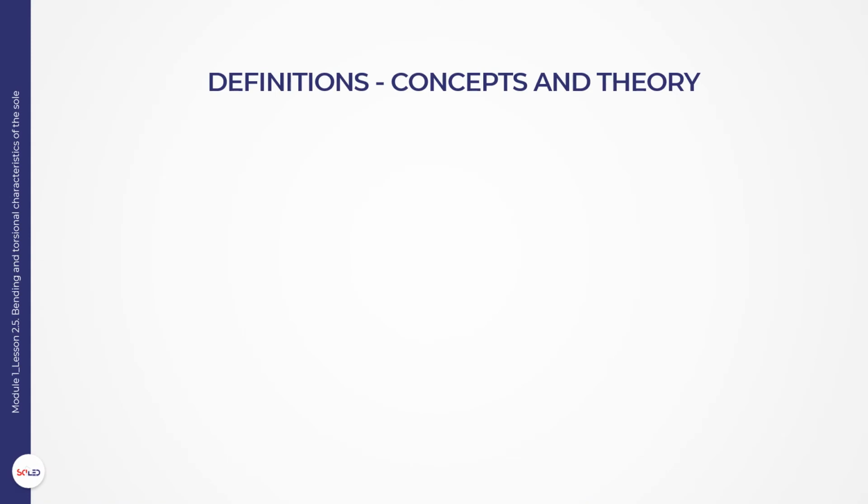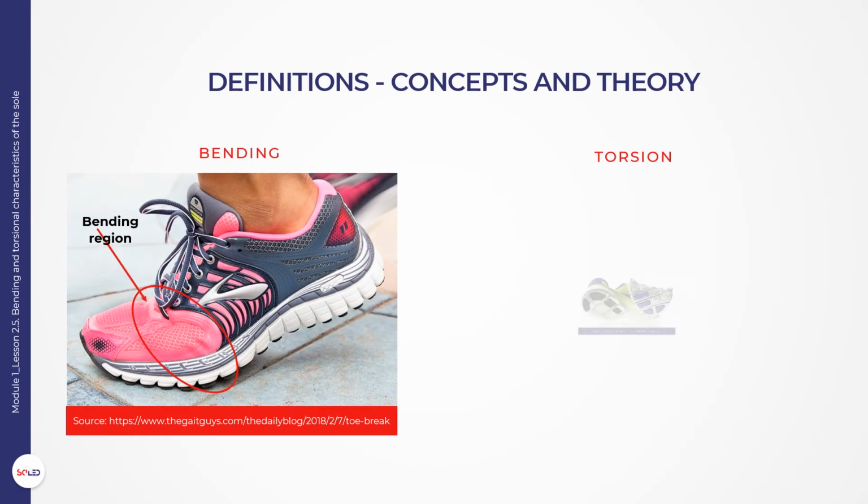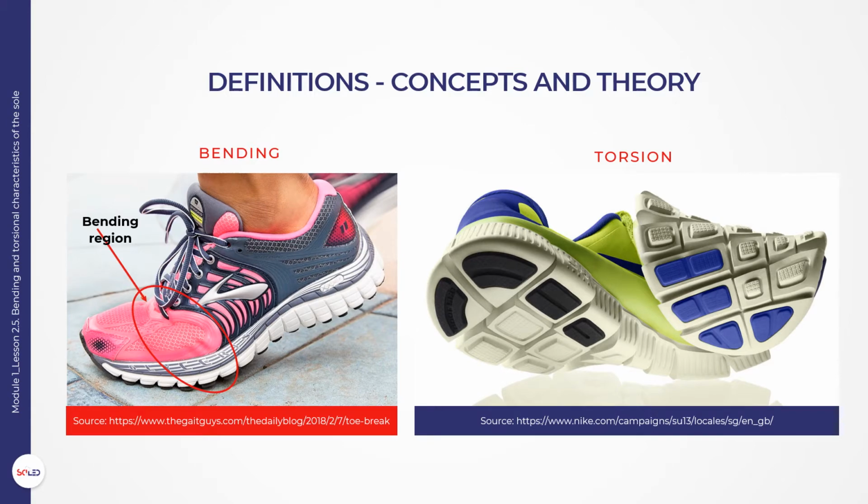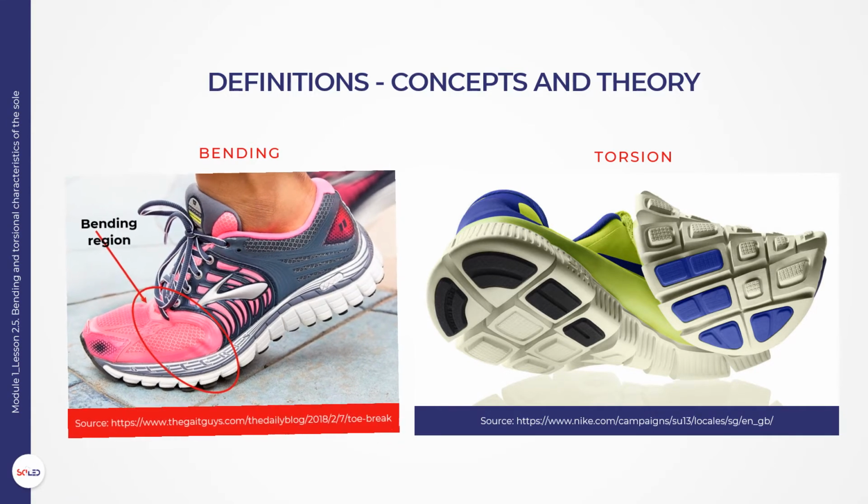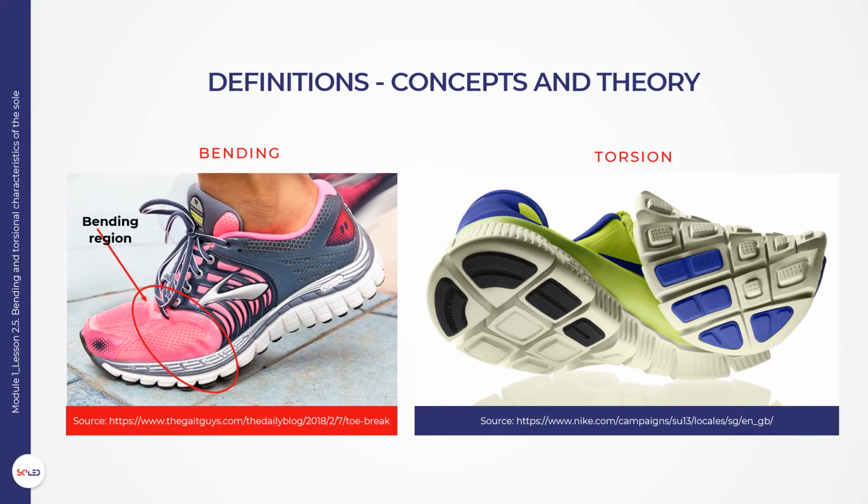Definitions, concepts and theory. Bending and torsional characteristics of the sole structure take place during walking, running and other movements. During walking, the human foot has to bend from the mid-stance to the push-off phase of the gait walking cycle, and it twists at heel strike, and then the twist is reversed at push-off.